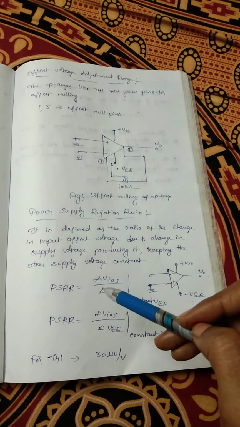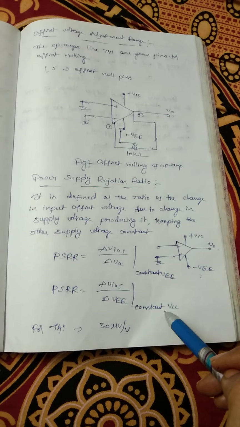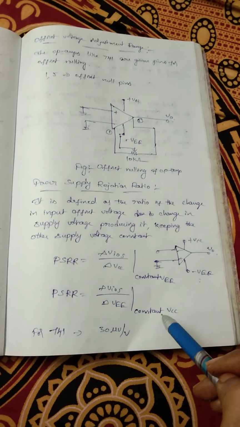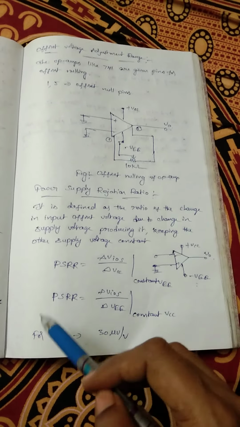And for fixed VCC, we can also find the PSRR. That is the ratio of input offset voltage to the other supply voltage, that is VEE, by maintaining VCC constant. The power supply rejection ratio can also be called SVRR, that is supply voltage rejection ratio, and for 741 it is equal to 30 microvolts per volt. The unit for PSRR is microvolts per volt.